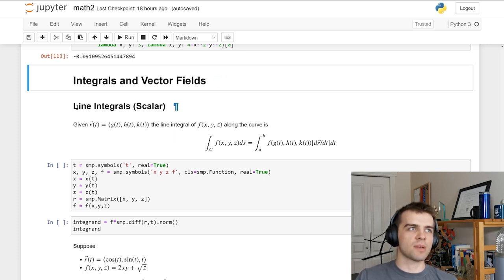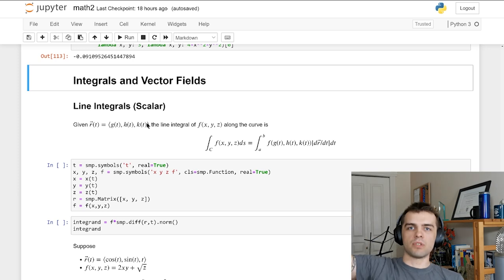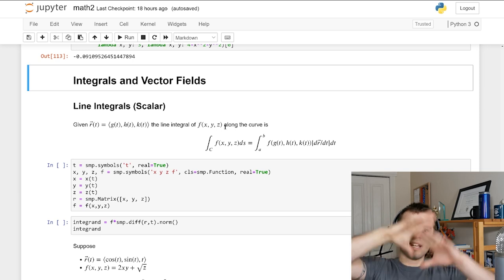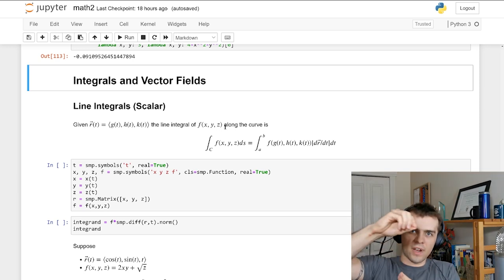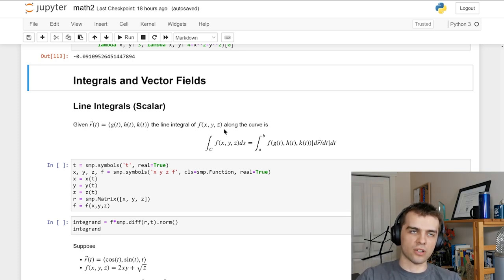And so you would start with something like a line integral. And a line integral looks like this. You have a vector r of t, which goes through space. You give me a value of t and you increment it and you go along the line. And there's a function f of x, y, z in space. But f of x, y, z also exists on that curve as well.